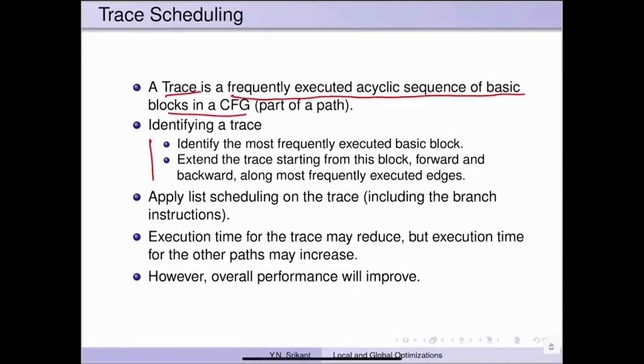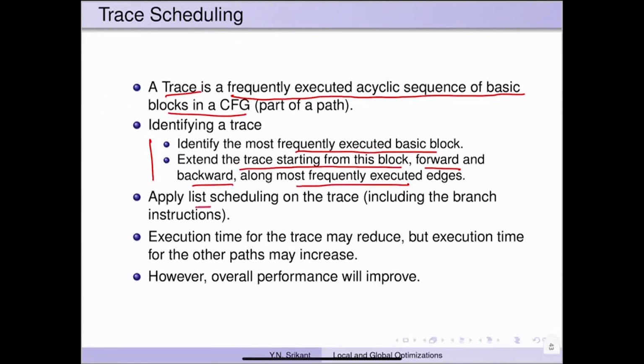So we identify a trace. It's a heuristic again. Identify the most frequently executed basic block. Extend the trace starting from this basic block forward and backward along the most frequently executed edges. How much to extend is a heuristic. And we may want to do it once or twice before we zero in on a particular value.